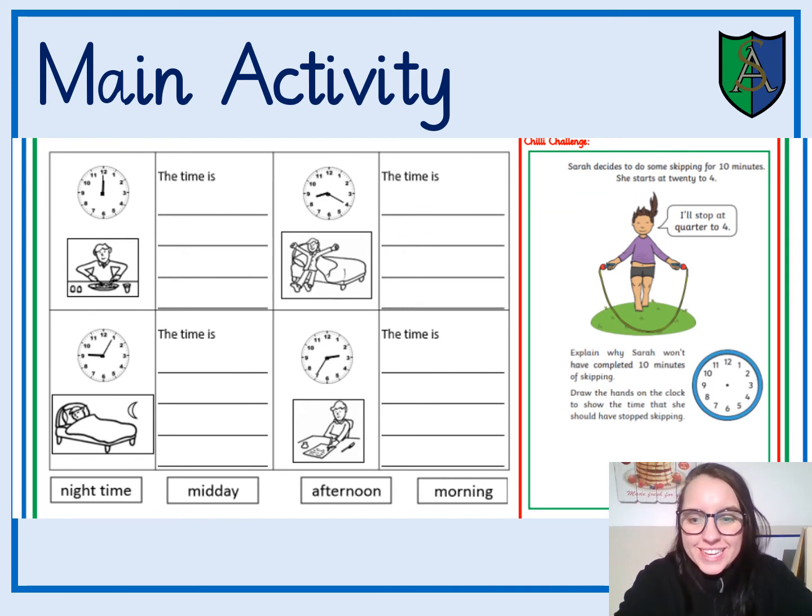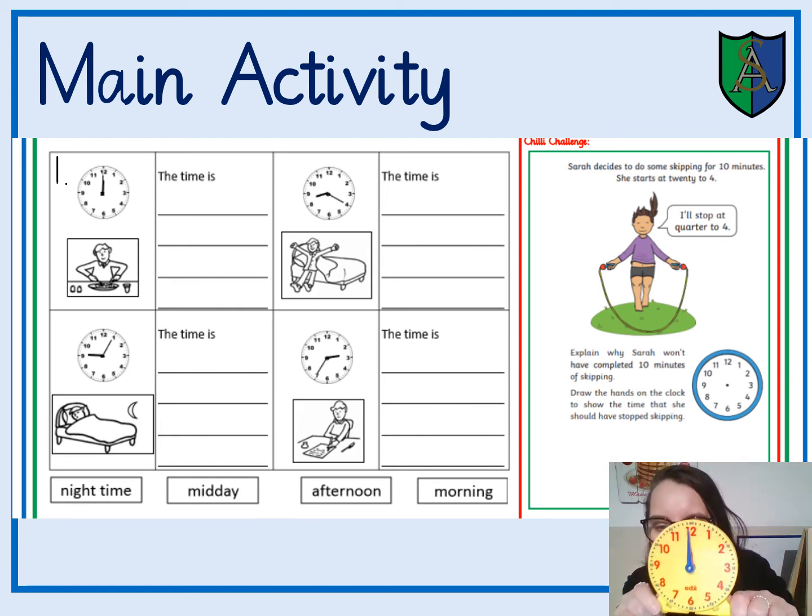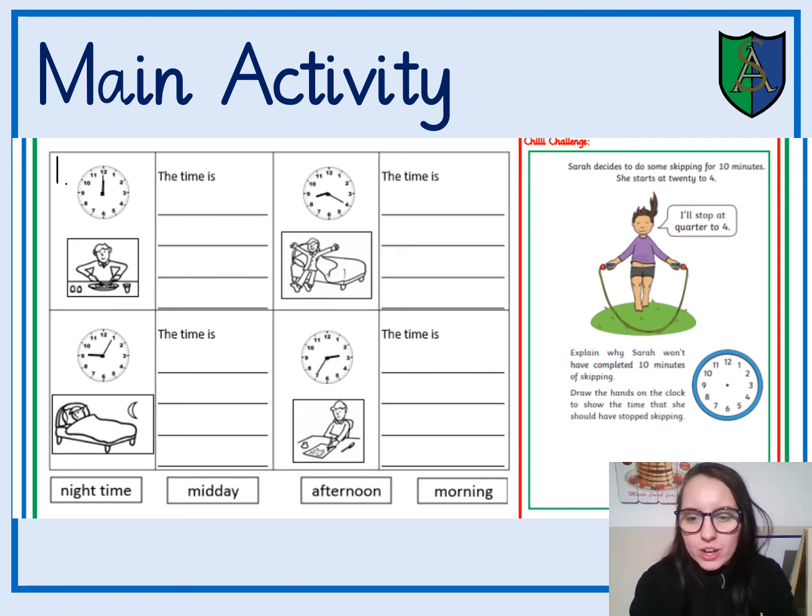Okay, so activity number 2 for you now, okay? Now what you're going to be doing is you're going to be reading each of the times on the clocks that you can see. There's 4 different clocks there with a little image underneath each one. And what you're going to be doing is you're going to be looking at the time shown on the clock, and then you're going to be writing it in words next to it, okay? So for example, in the first one, I can see that both the minute hand and the hour hand are pointing towards the 12. So I know that that clock is showing 12 o'clock. So I would write 12 o'clock here.